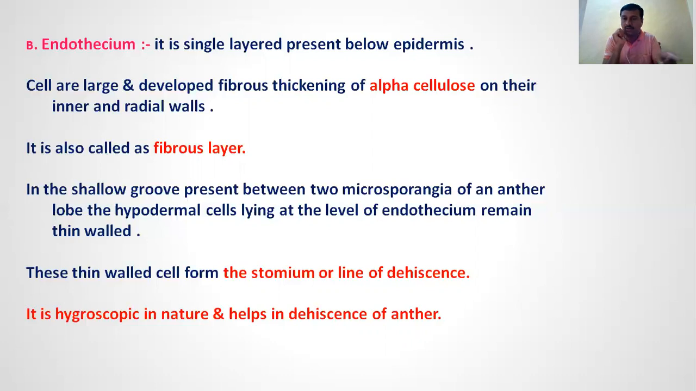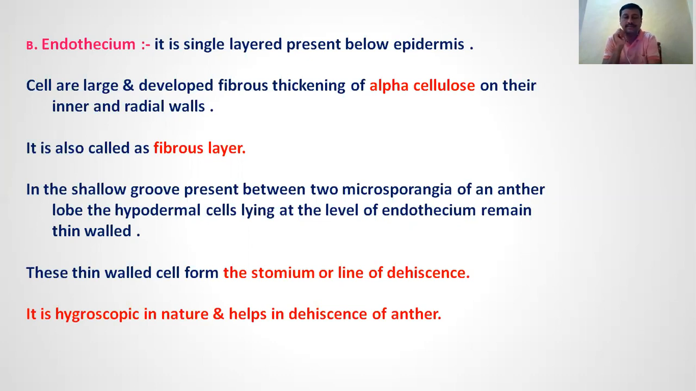It is hygroscopic in nature and helps in dehiscence. आणि अँथर मॅच्युअर झाल्यानंतर डेहिसेन्स होणार आहे, ब्रेकडाऊन होणार आहे आणि पोलन ग्रेन आर सडनली removed to the outer sides. These layers, endothecium, are developed by the hypodermal cells, or it is also known as the fibrous layers because of the thickening of alpha cellulose.